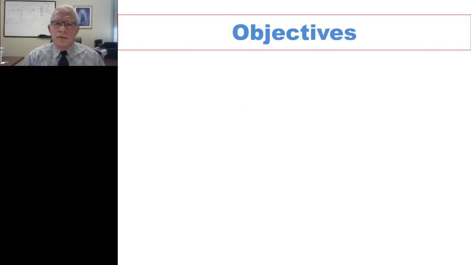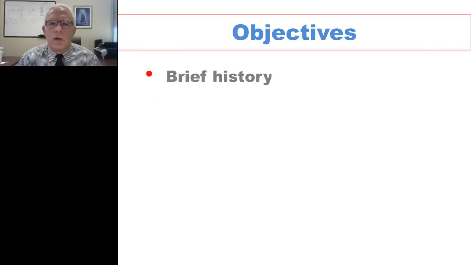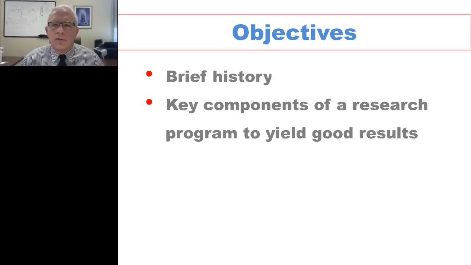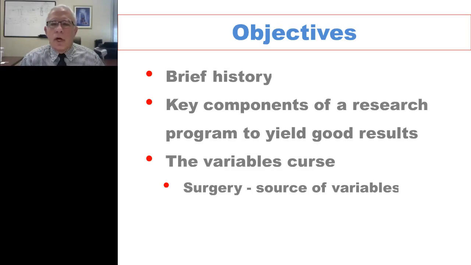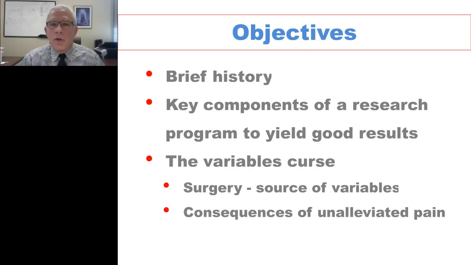So the objectives of this morning will be as follows. We're going to talk a little bit about a history of surgery, very briefly. We're going to talk about some of the key components that make research really work. And we're going to talk a little bit about variables, and in particular as it pertains to surgery. And we're going to talk about the problems related to unalleviated pain.